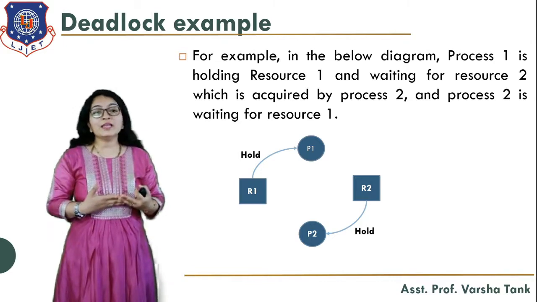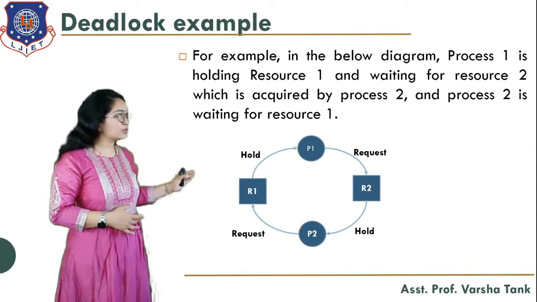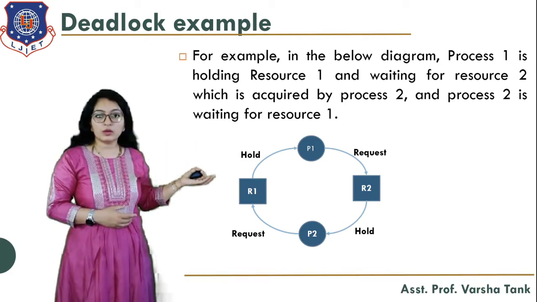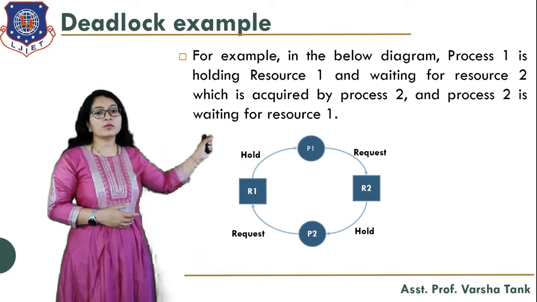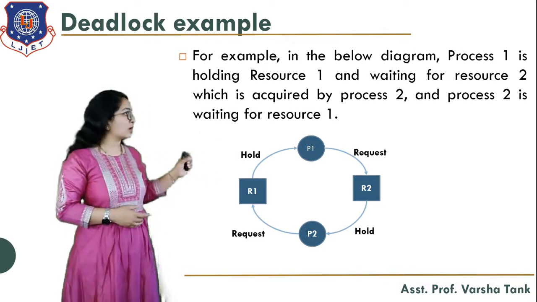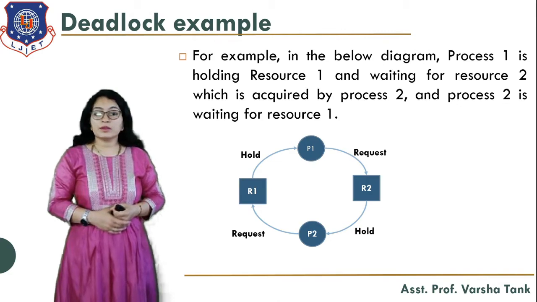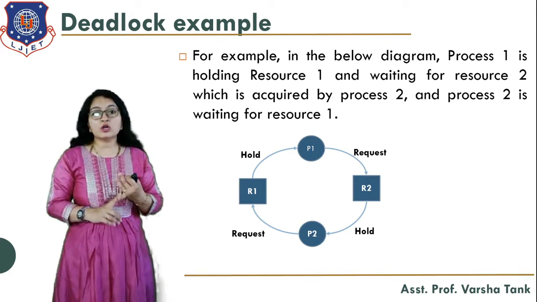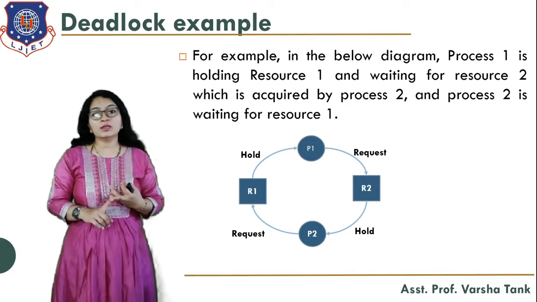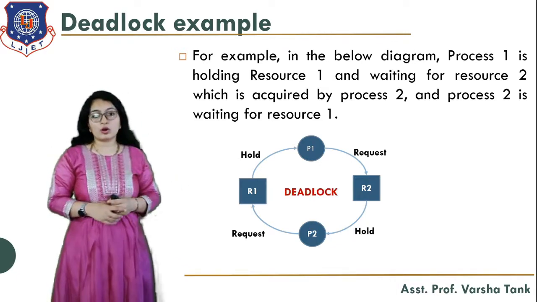Now to complete the execution, process P1 wants resource R2 and process P2 wants resource R1. So what will they do? They will send a request to that particular resource. So this is the request edge from process P1 to R2 and from process P2 to resource R1. So they are requesting the resource as well as holding a resource. Process P1 wants the resource that is held by process P2, and process P2 wants the resource that is held by process P1. So what is this? This is the deadlock.